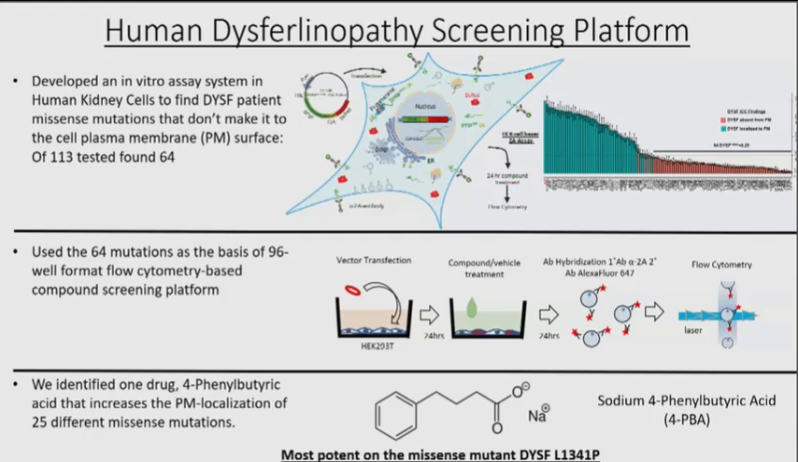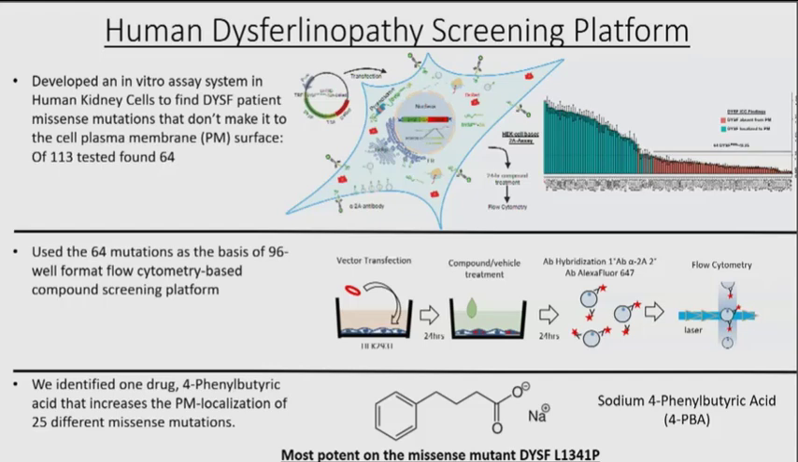Here's our second screening platform. Basically what we did, and much of this is funded by the Jane Foundation, we modeled 113 different Dysferlin patient mutations into cells that don't express Dysferlin. We are able to determine whether these mutations get to the membrane surface or not. We believe that almost all of them are pathogenic. In this system, we were able to identify 64 mutations using a method of analysis called flow cytometry. So we could see whether Dysferlin got to the membrane surface, and we found 64 different mutations where it never did. And we were able to turn this into a screening platform.